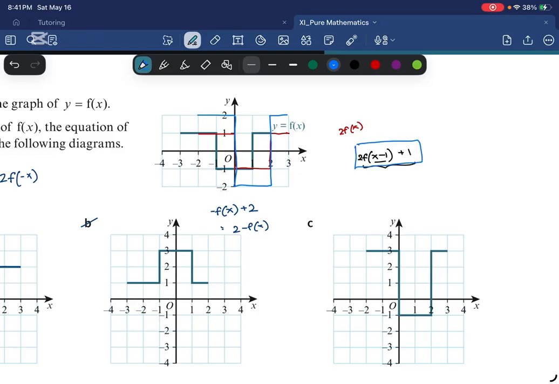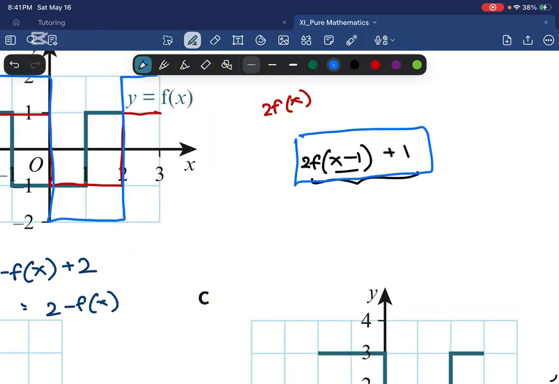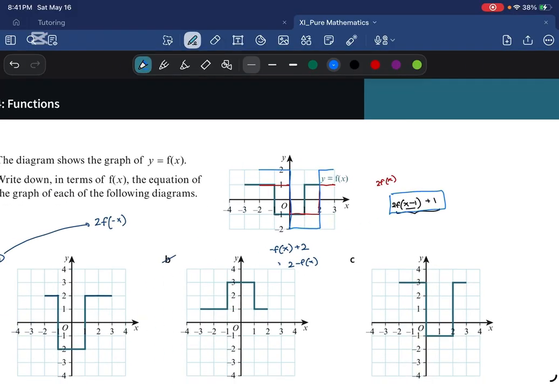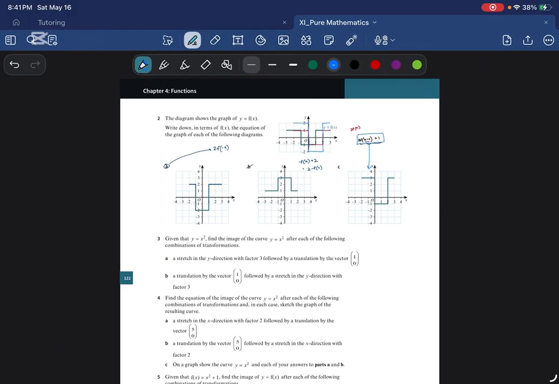So I just looked at the graph and guessed the transformations, but I need to confirm that when I do it in the appropriate order it actually gives me my final curve. So this is going to be the solution here. So we're done with question 2.